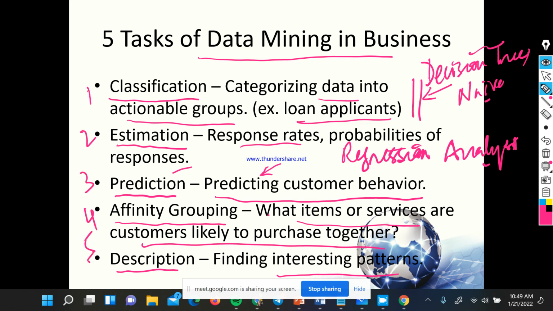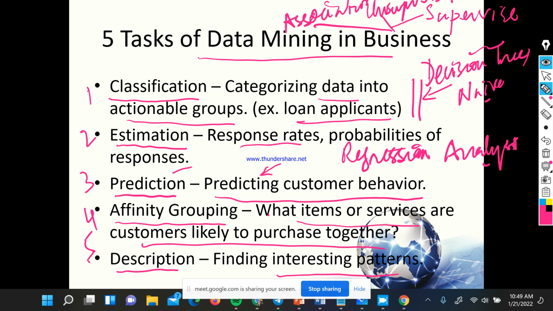So we basically have these 5 common tasks in data mining. But practically, we sometimes say that in data mining we have 2 different types of learning, supervised and unsupervised, and the third one is association rule mining. So basically, we have 3 different types of data mining algorithms: supervised learning, unsupervised learning, and association rule mining. Any questions that you may have in this particular area?